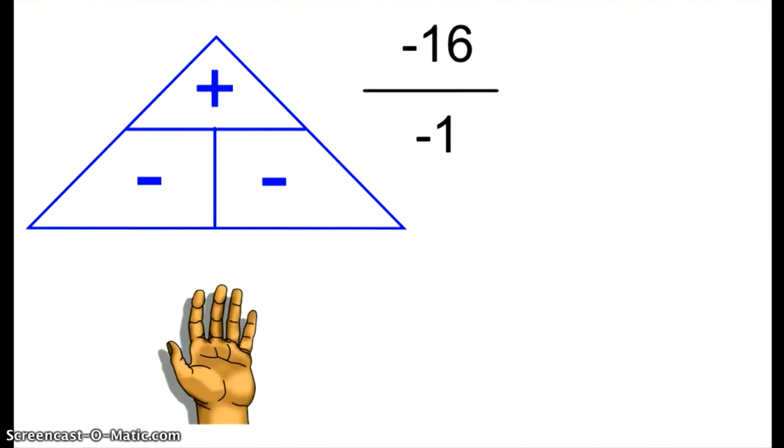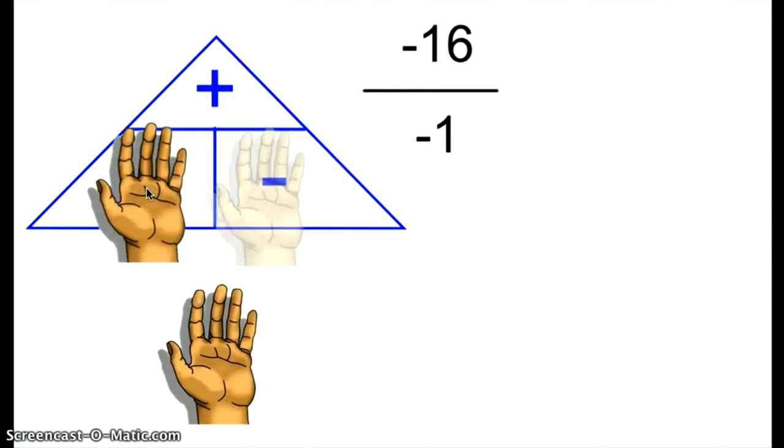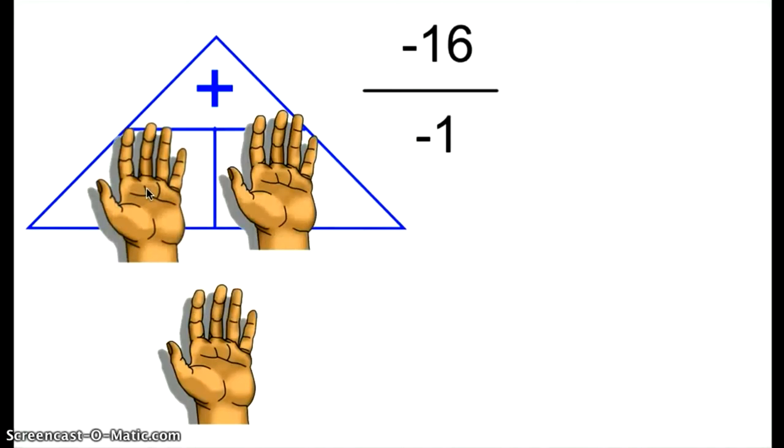Right? I have a -16 divided by a -1. I'm covering up a negative for the 16 and a negative for the 1. So I'm going to have a positive answer. 16 divided by 1 is just 16.